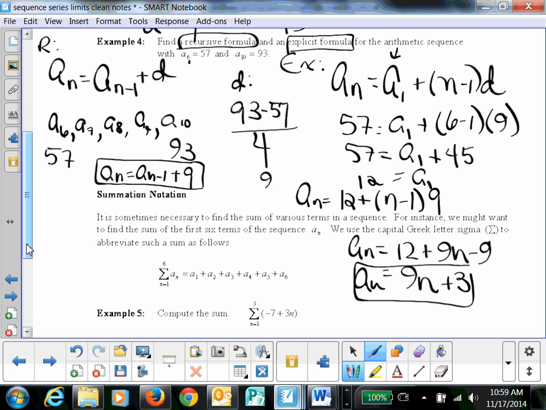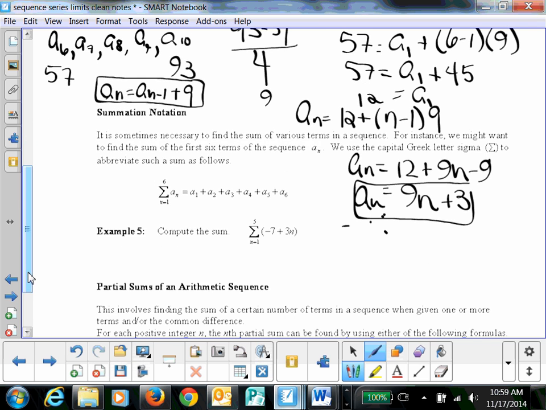Are we good? So you might write yourself a little note. Make sure you simplify it here. Make sure you remember to distribute. Yes, this is right, but if you don't go this extra step and tell me what a sub n is, I will take off, because you haven't written it in simplest form.